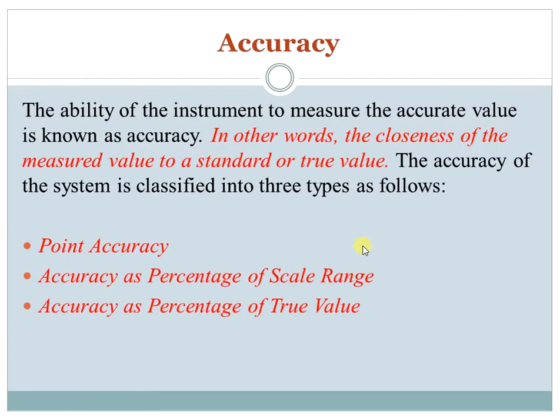The first important part related to linear and angular measurement is accuracy. So what exactly does accuracy mean? It's nothing but the closeness of the measured value to the true value. Just to remember, it is the closeness of a measured value to a standard or true value. Accuracy can be divided as point accuracy, accuracy as a percentage of a scale, or accuracy as a percentage of a true value.